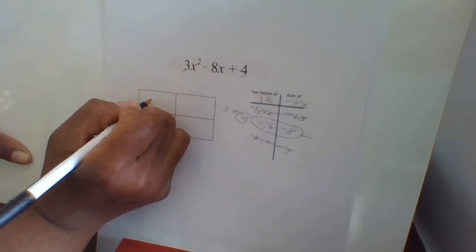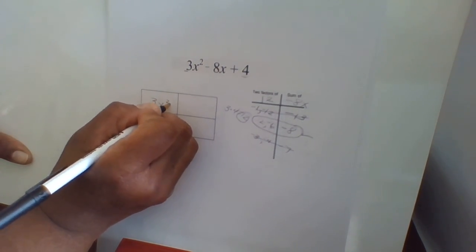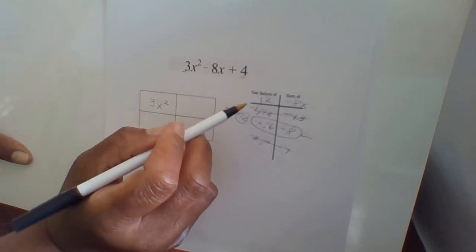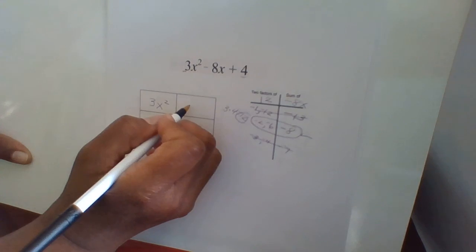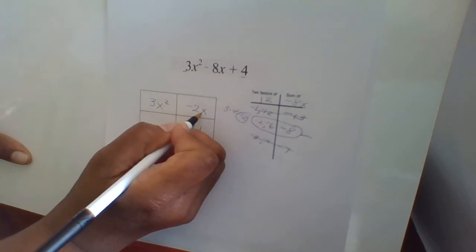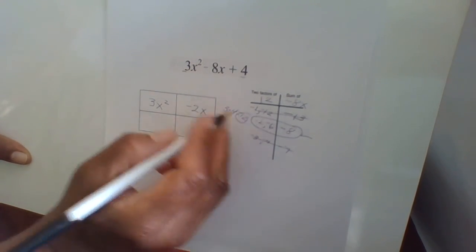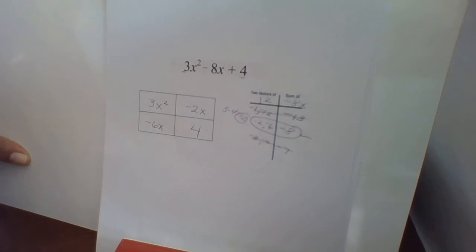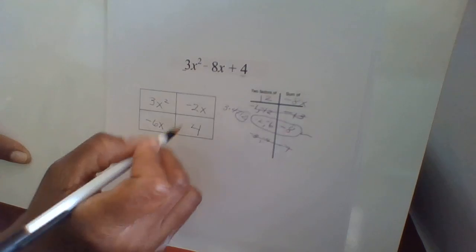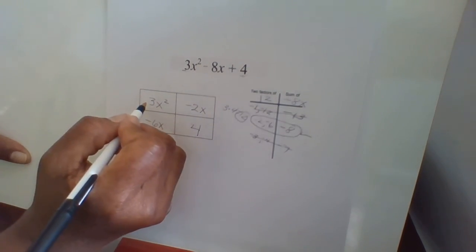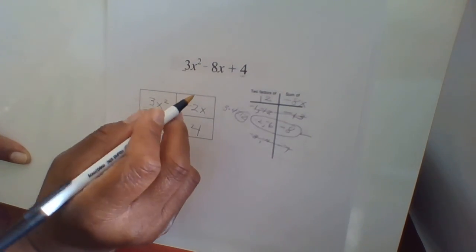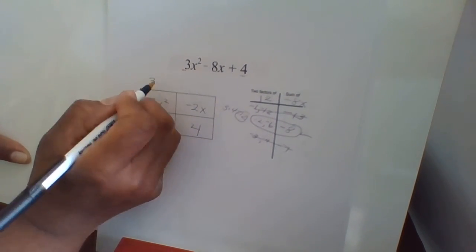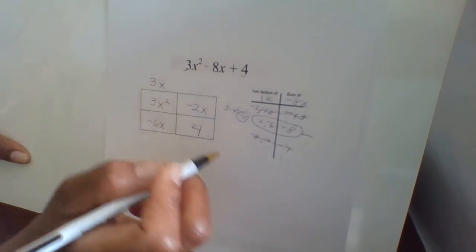Take 3x squared, put it in the first box. 4 goes in the bottom right box. Negative 2x in that box, and the remaining box is negative 6x. Factor out the greatest common factor among the columns and the rows. So what does 3x squared and negative 6 have in common? That would be 3. And then x squared and x both can be divided by x evenly.